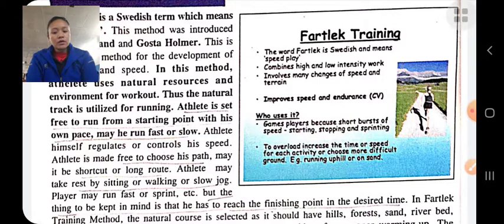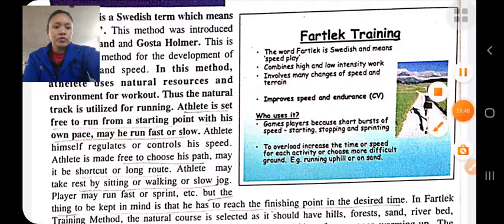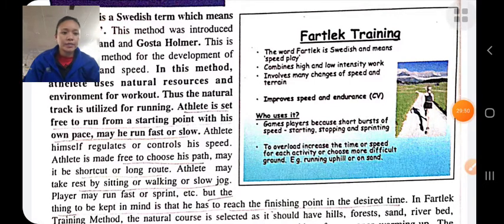In fartlek training method, before performing, we should perform proper warming up. The distance of the workout is about 10 to 20 kilometers, and the duration is 1 to 2 hours.